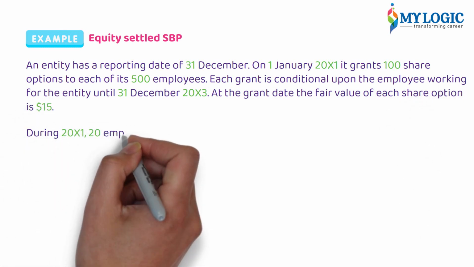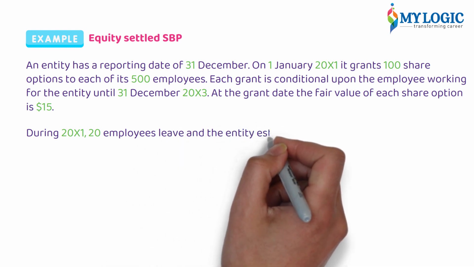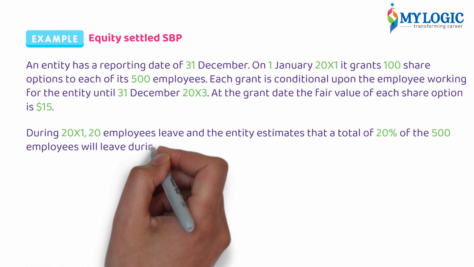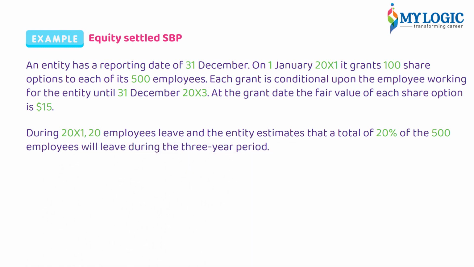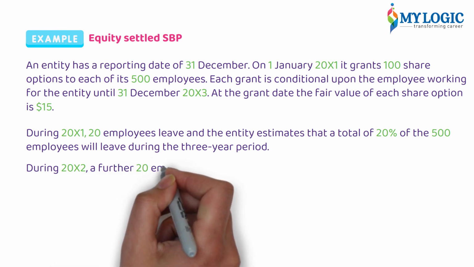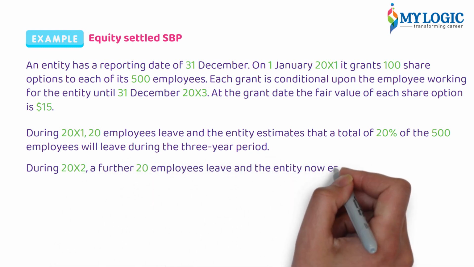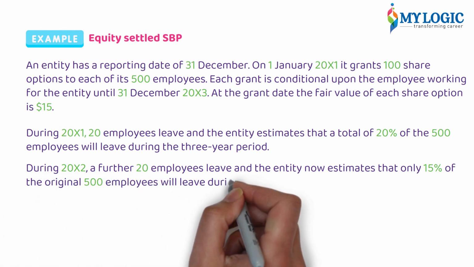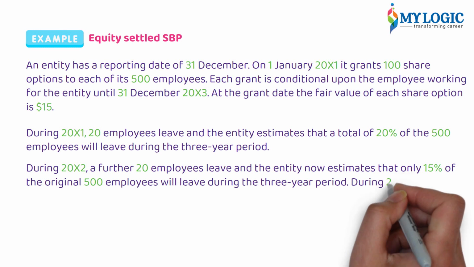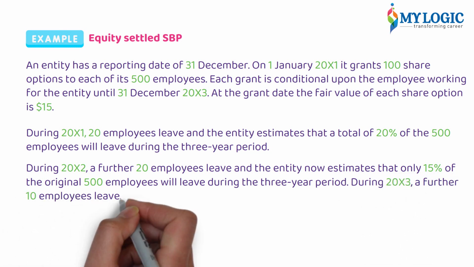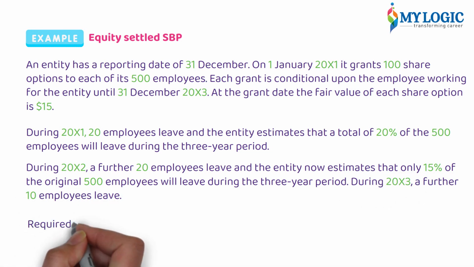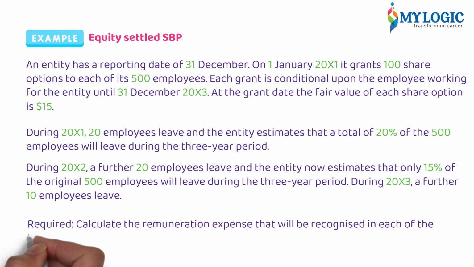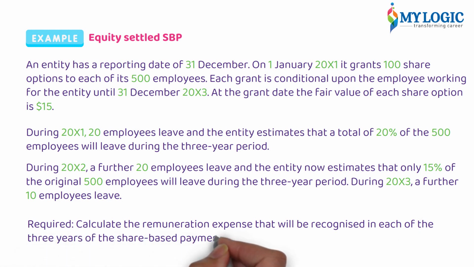During 2011, 20 employees leave, and the entity estimates that a total of 20% of the 500 employees will leave during the 3-year period. During 2012, a further 20 employees leave, and the entity now estimates that only 15% of the original 500 employees will leave during the 3-year period. During 2013, a further 10 employees leave. Required: calculate the remuneration expense that will be recognized in each of the 3 years of the share-based payment scheme.